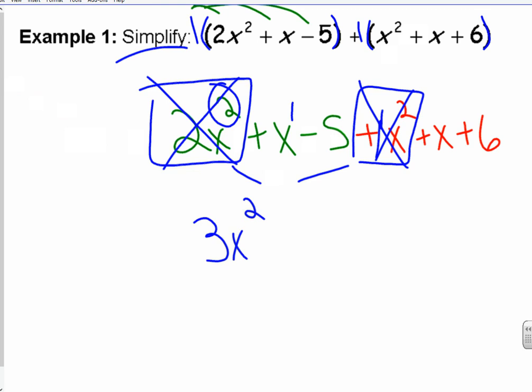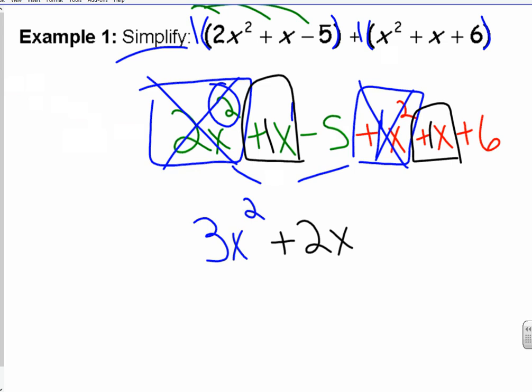I'm now going to go to my next highest exponent. My next highest is x to the first power. I can also combine that with another x to the first power. They both have a 1 in front. 1 plus 1 is 2. Their variable is x to the first power. When you're done with them, go ahead and cross it off.